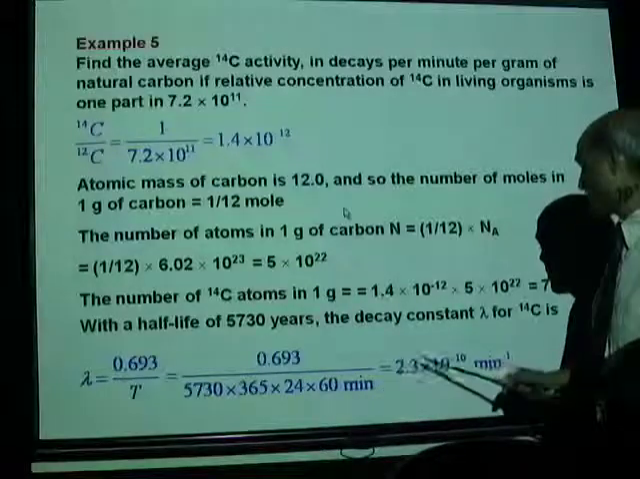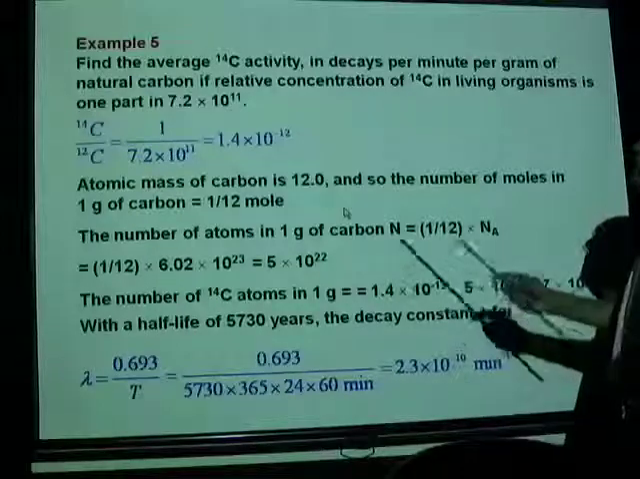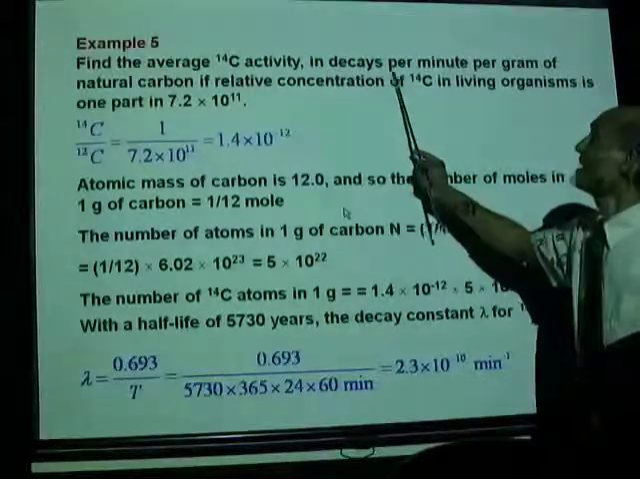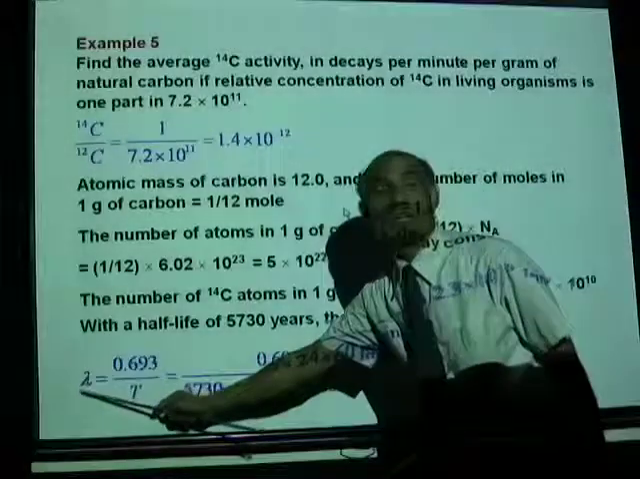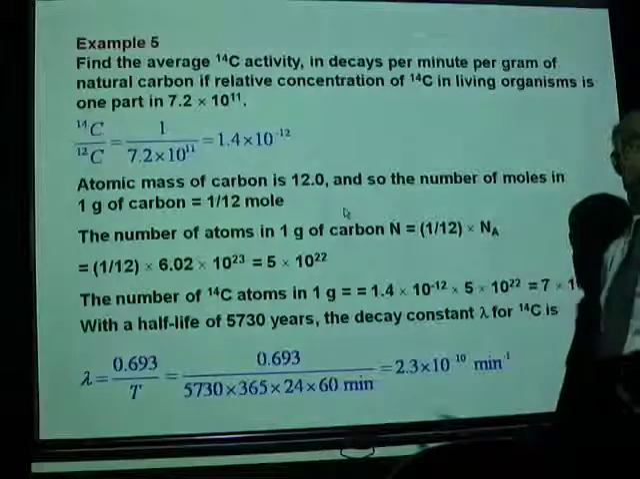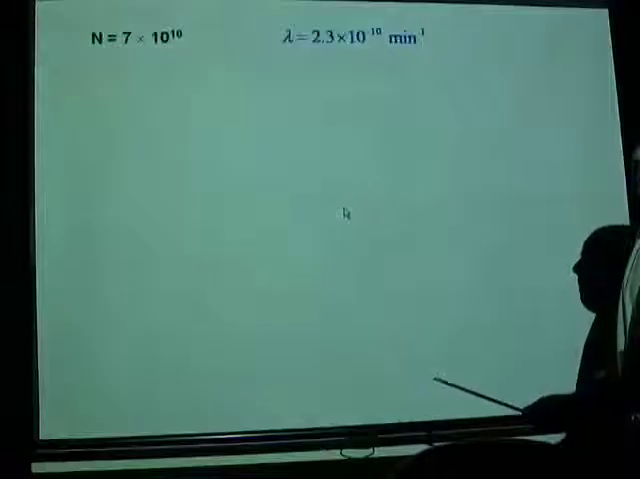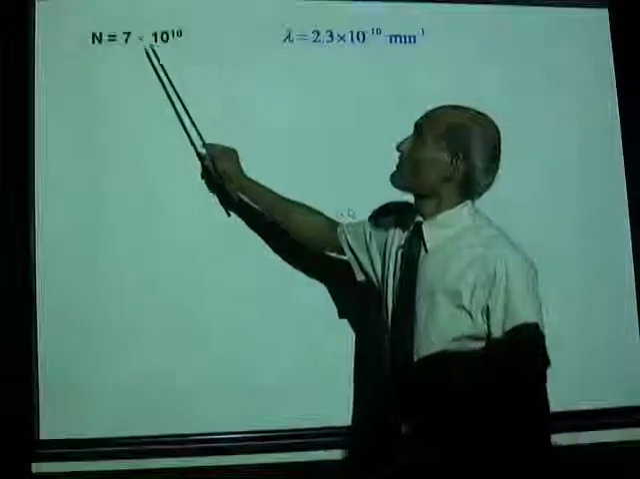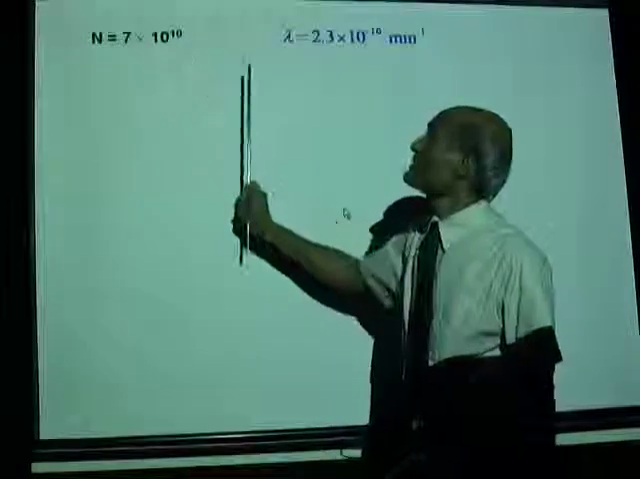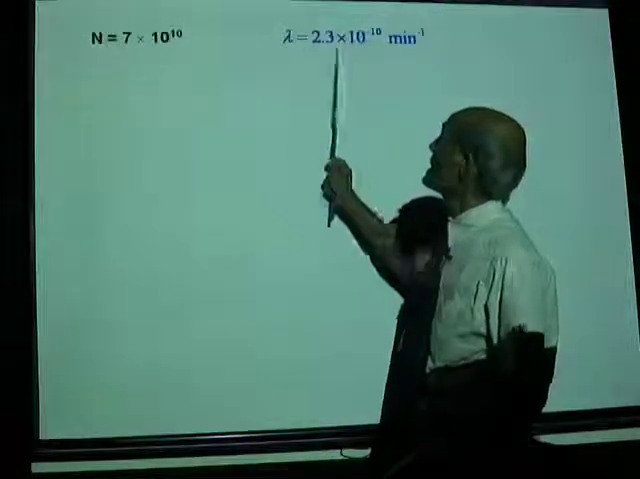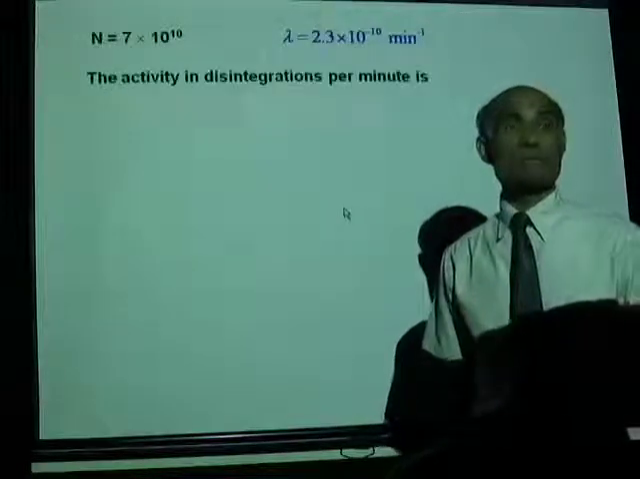That will be 2.3 times 10 to the negative 10 per minute, because we are looking for activity in decays per minute. So we represent the lambda, the decay constant, in units of per minute. Alright, so now we have the number of carbon-14 atoms is 7 times 10 to the power of 10. Its decay constant is 2.3 times 10 to the negative 10 per minute.